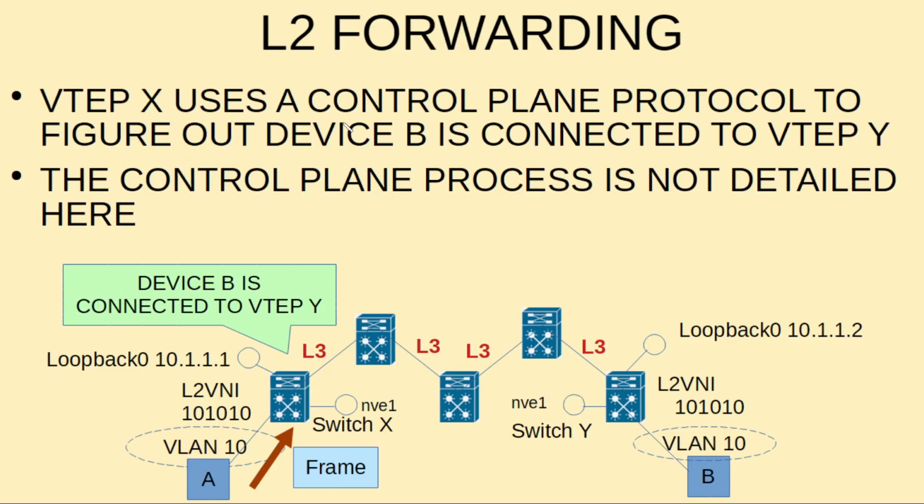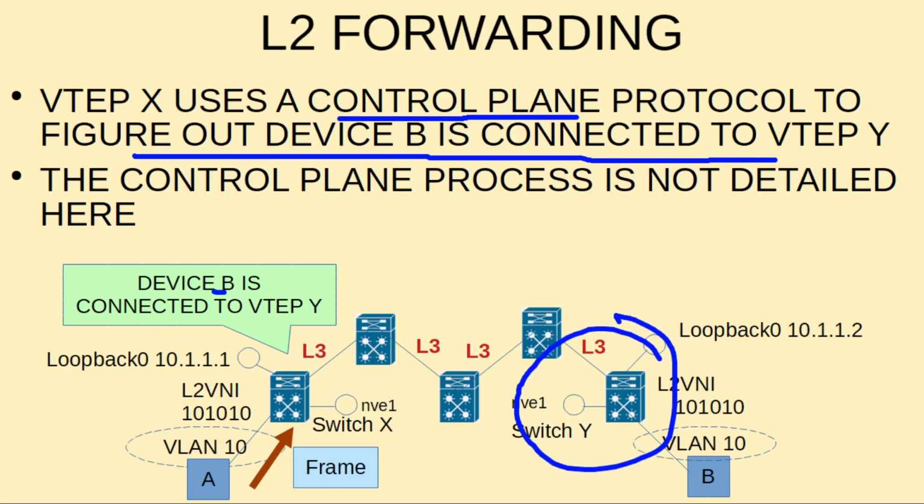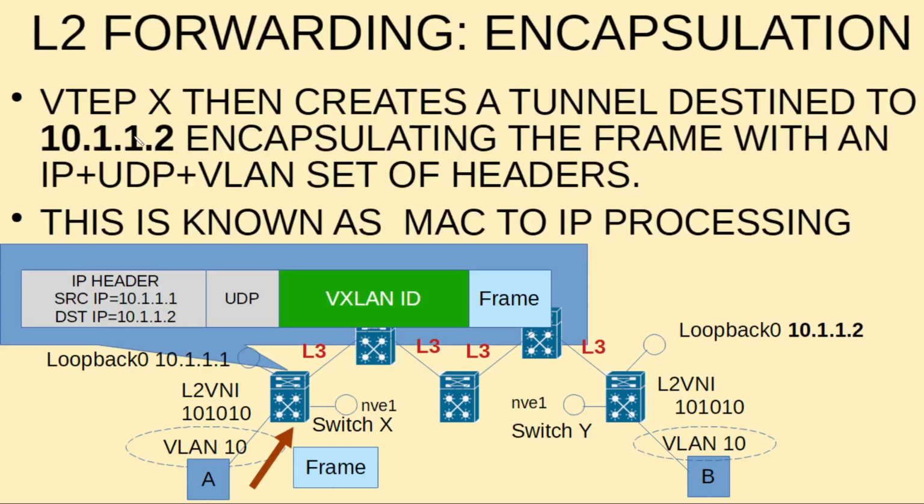So in this case, the control plane is going to figure out what is the destination IP address. The control plane is going to answer that question, and now VTEP X will know that the destination device B is connected to VTEP Y.